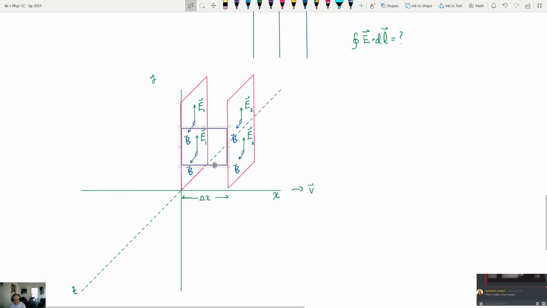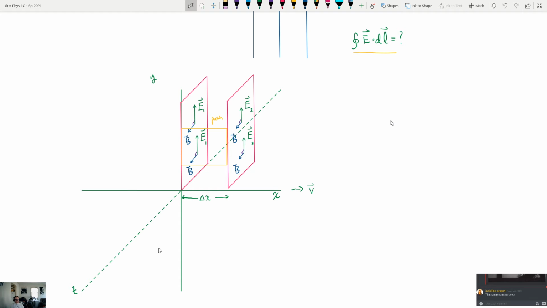And I'm going to try a different color and see if it stands out better. That's not good. Yellow is kind of... It's okay. I mean, you can see it pretty well. So this is our path, yeah, this is our path. And why do we need a path? Well, because we want to calculate an integral like this.